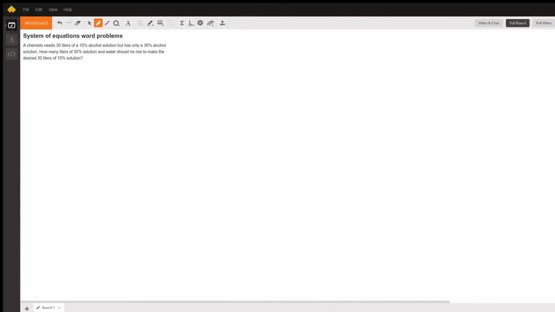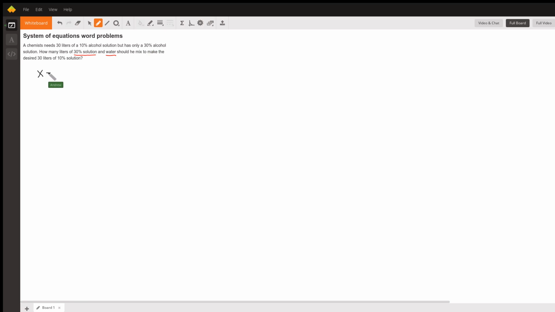So here we have a pretty standard systems of equations mixing problem. And our goal here is going to be to identify our unknowns and then set up a certain number of equations equal to the unknowns and then solve that system. So in this equation, our unknowns are the liters of 30% solution and the liters of water that we need.